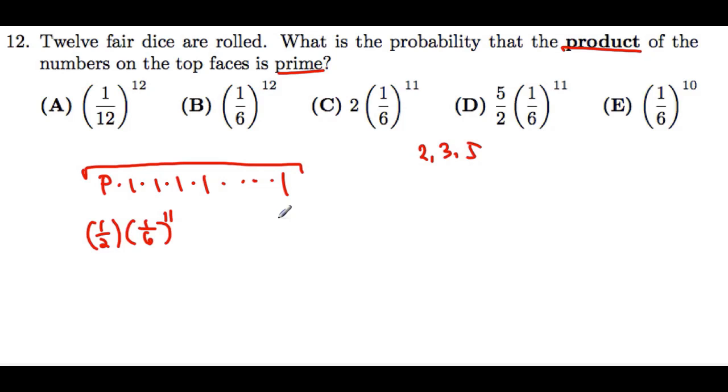Now, the next one is this. When you look through this one, how many different ways can we have one prime number out of 12 places? The prime number can be in the first place, or second, or third. So in total, we have 12 ways of doing it. Once you cancel these two things out, this becomes 6. And 6 can cancel out one of the 1/6. So now it becomes the 10th power. So 1/6 to the 10th power, which is choice E, becomes our answer.